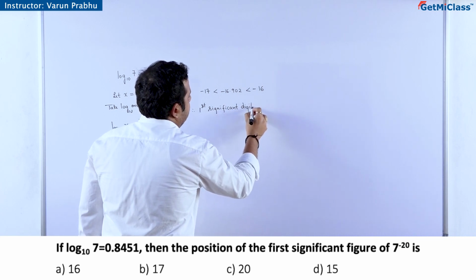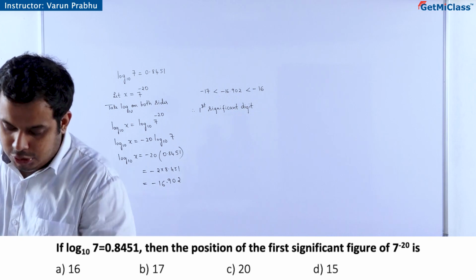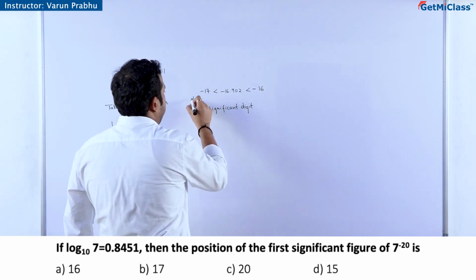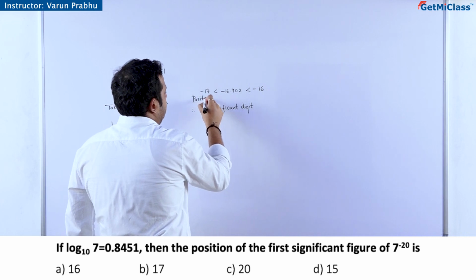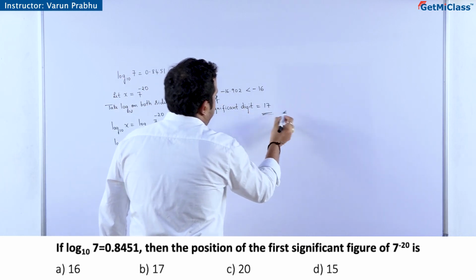occurs after how many places, right? The question is asking, therefore, the position of the first significant figure. The position of the first significant figure is 17, which is the answer to the question.